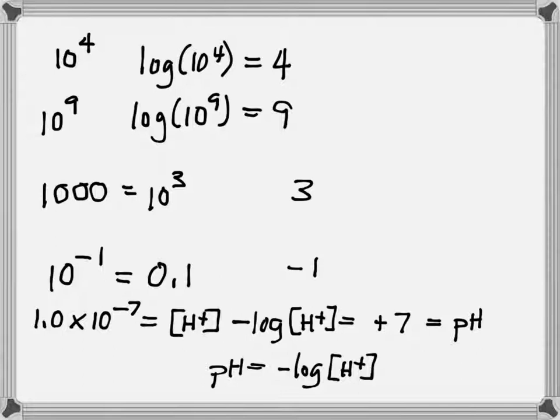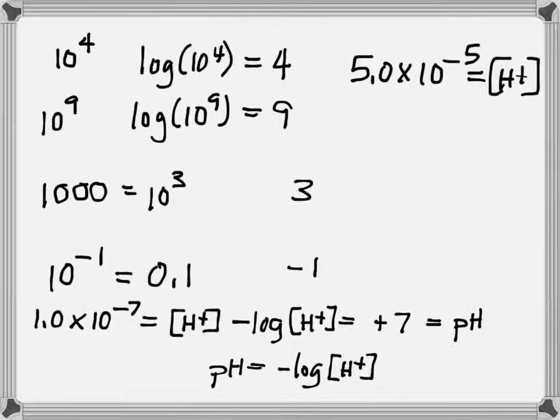So this is great if we can do this just in our heads, if this is 1 times 10 to the minus 7. But what if it's something like that last example we did, 5 times 10 to the minus 5, the concentration that we figured out for the hydrogen ion? Well, what's the log of that? You can't do that one in your head. This number is between 10 to the minus 5 and 10 to the minus 4, and so the log of that is going to be 4 point something.